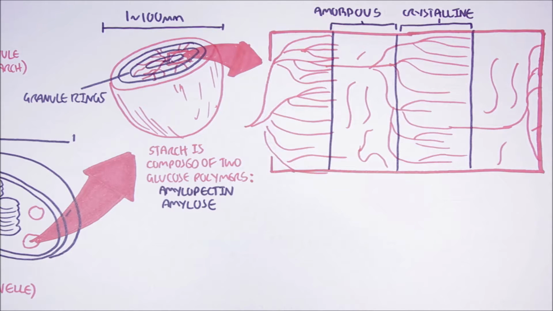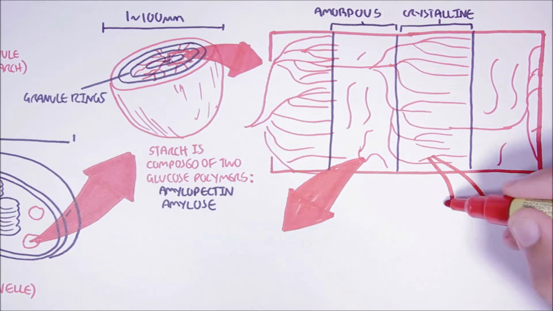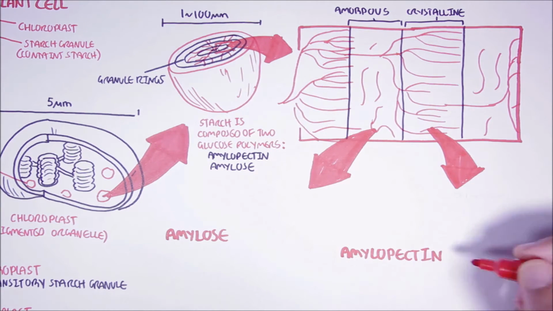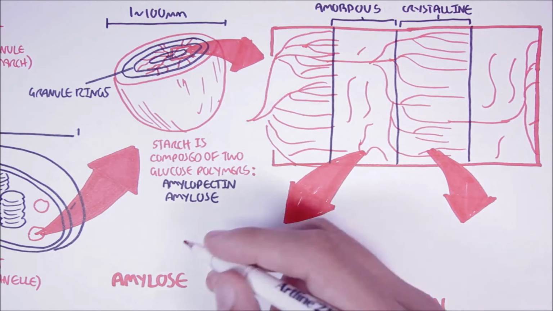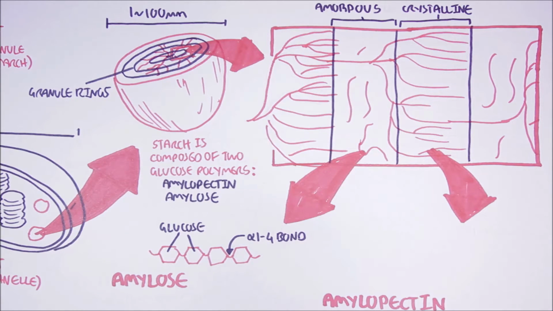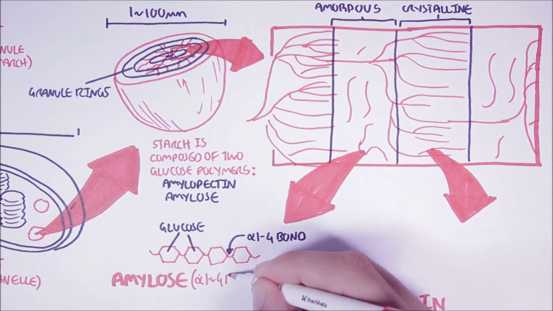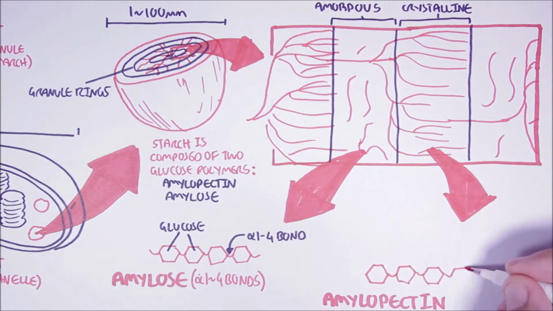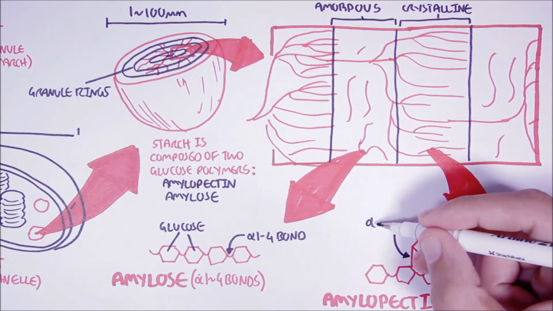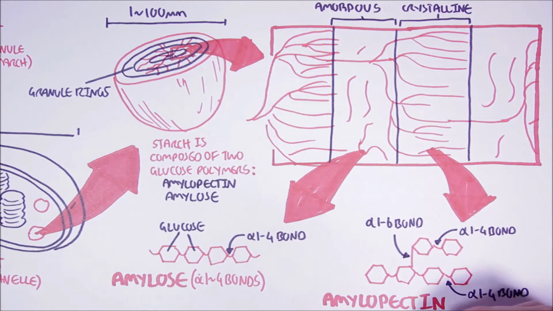These two glucose polymers are known as amylopectin and amylose. So the unbranched glucose polymer is amylose, and here the branched glucose polymer is known as amylopectin. So amylose is a linear chain of glucose molecules connected by alpha 1 to 4 glycosidic bonds. Amylopectin, on the other hand, is made up of many linear chains of glucose molecules, but with branch points. The linear glucose are connected by alpha 1 to 4 bonds, and the branch points are connected by alpha 1 to 6 bonds.